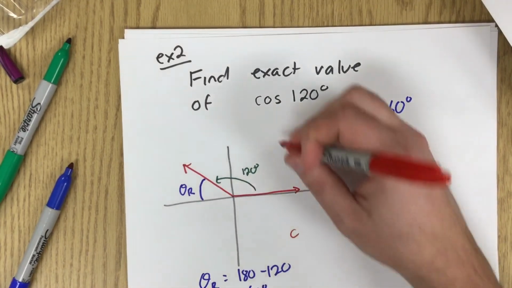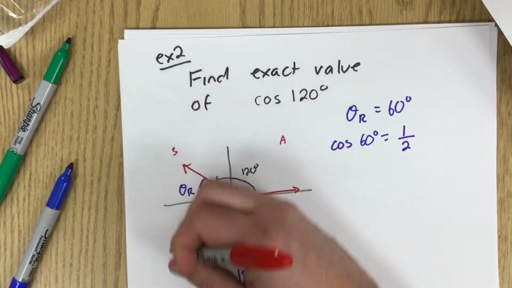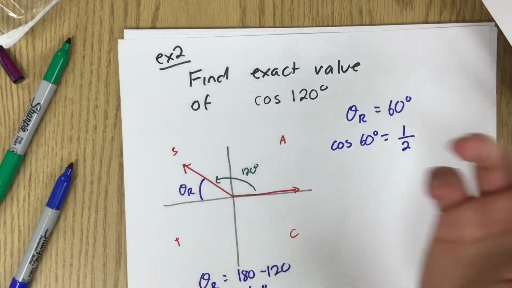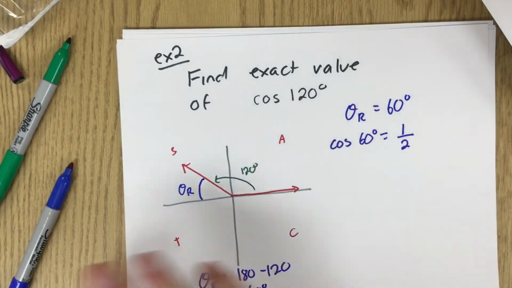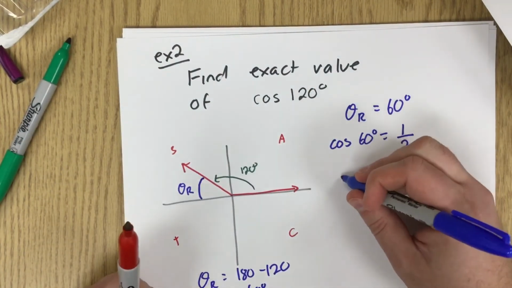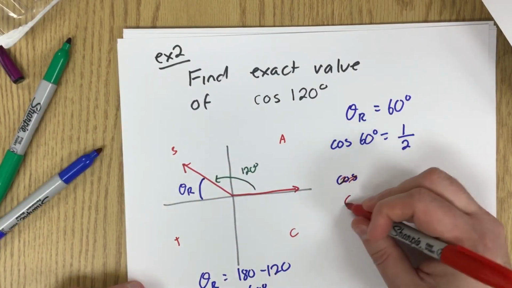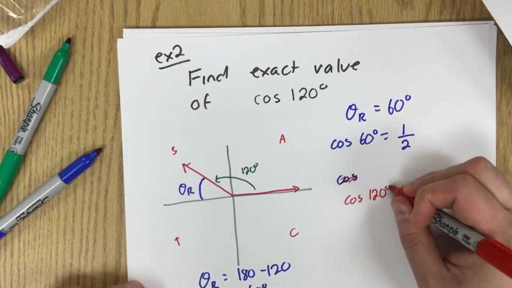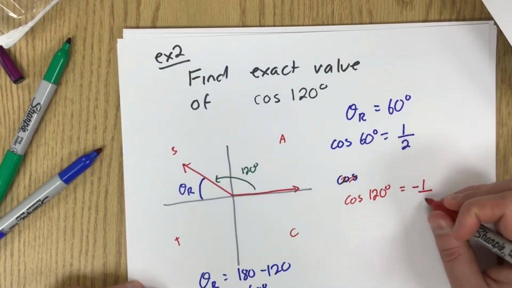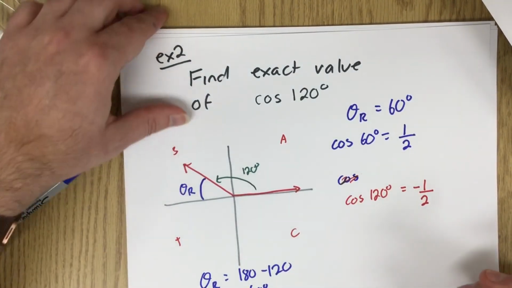Now we just have to figure out whether it's positive or negative. So we look at the CAST rule. In this quadrant, sine is positive. That's not a sine. It's going to be negative. So the cosine of 120, I wrote that in red last time, is going to be negative 1 over 2.